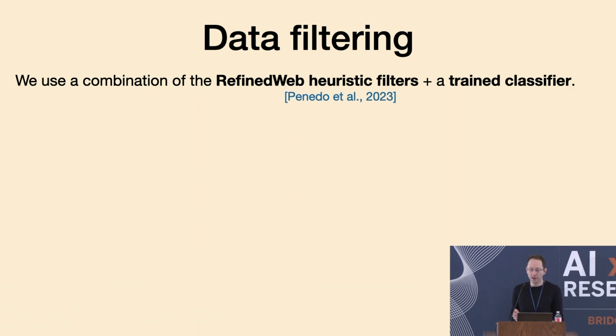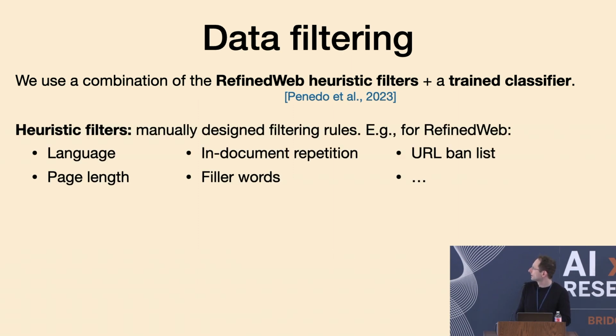At a high level, you can think about data filtering as two different approaches. One approach is that people look at the data, see that certain pages clearly aren't high quality, and come up with handwritten rules, handcrafted heuristics, to filter out data that looks bad. This is what people have done successfully, for instance, in the RefinedWeb paper, where they came up with a ton of different heuristics for filtering out documents based on page length or language, how often filler words appear, in-document repetition, and so on. This is a good starting point.